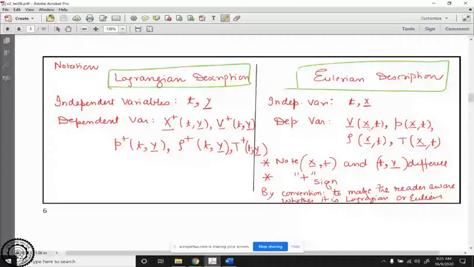Again, there is no fundamental theory about it. It is by convention. So by convention, we have agreed to put these two cues. Eulerian: first put a spatial variable and then time, and Lagrangian the other way. Further, to make sure it is communicated clearly, also put a plus sign. All right.